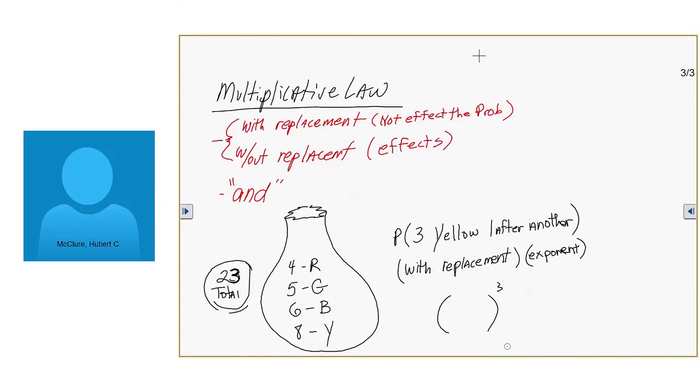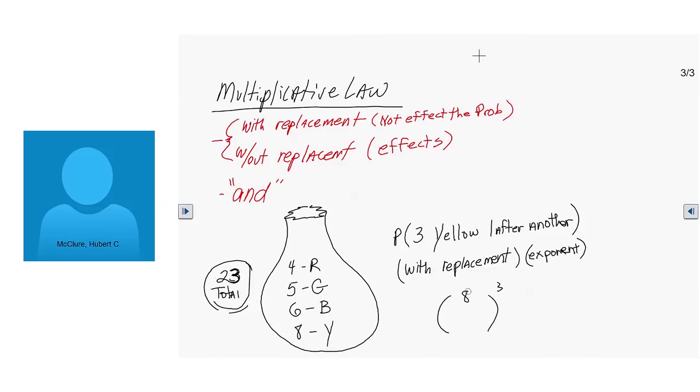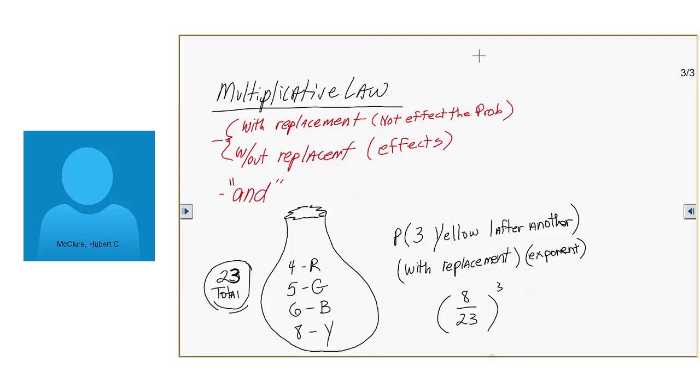So, how many yellows are there? There's 8. So that's going to be 8 divided by 23, and you're going to raise that to the 3rd power. Somebody give me that number, decimal, 5 digits. Take 8 divided by 23, put it in parentheses, and raise it to the 3rd power. Tell me what you get. 0.04208. That's 4%, you've got a 4% chance of picking 3 yellows in a row.